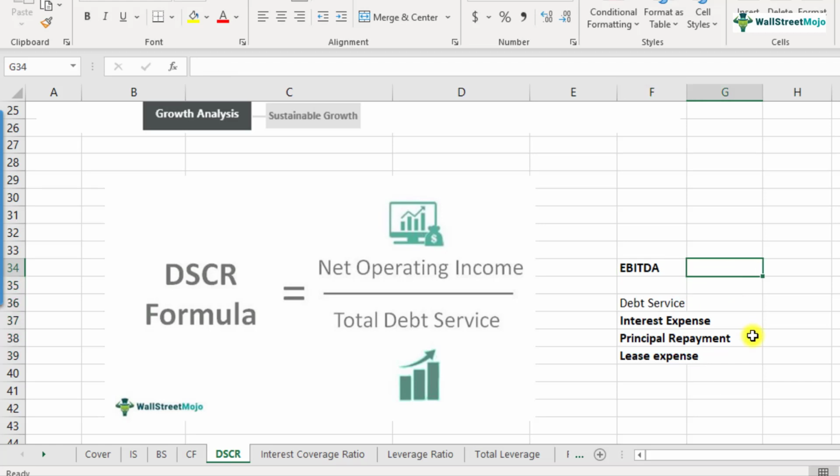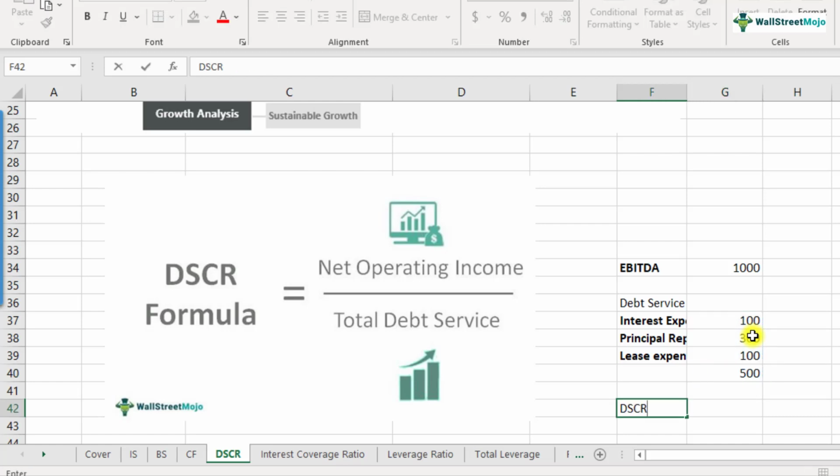Let's assume that the EBITDA of the company is 1000 and interest expense was 100 and principal repayment was, let's say, 300, lease expenses another 100. So the total debt service will be the addition of these three. So that comes out to be 500.